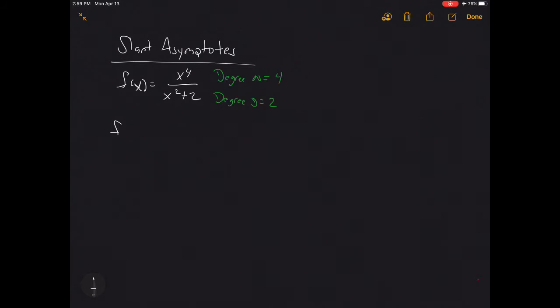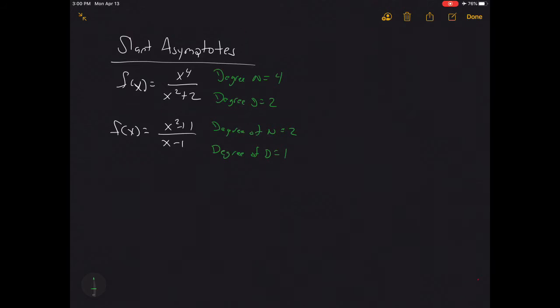If we have f of x is x squared plus 1 over x minus 1, well, now you should be able to see the degree of the numerator is 2. The degree of the denominator is 1. The degree of the numerator is now exactly 1 higher than the degree of the denominator. This will qualify for a slant asymptote.